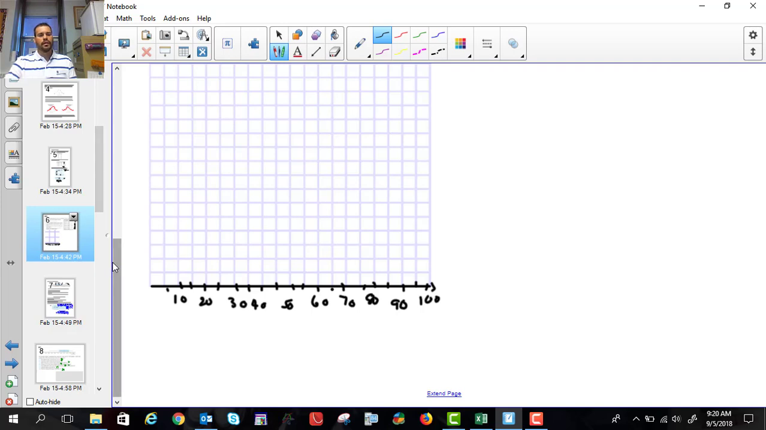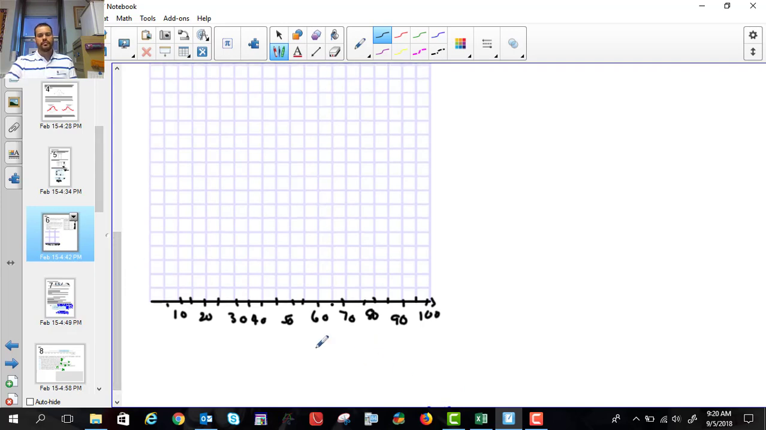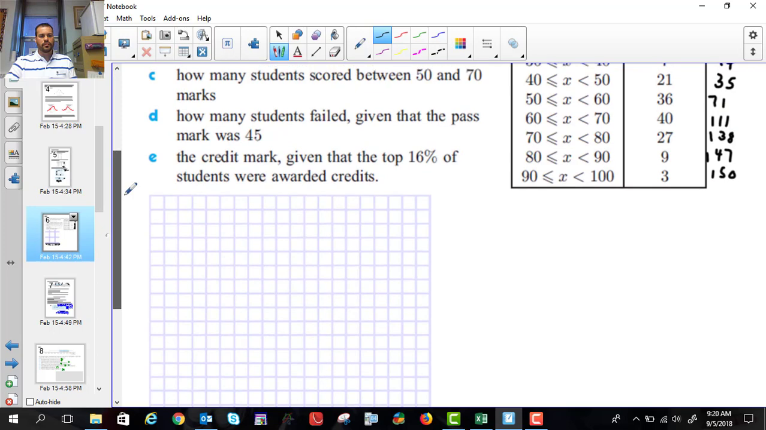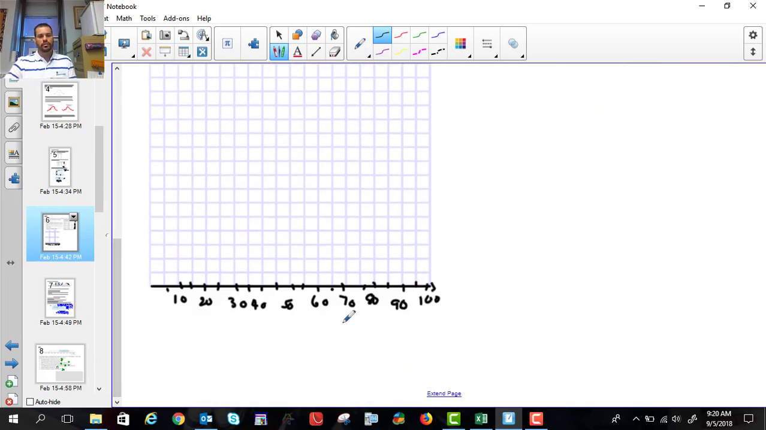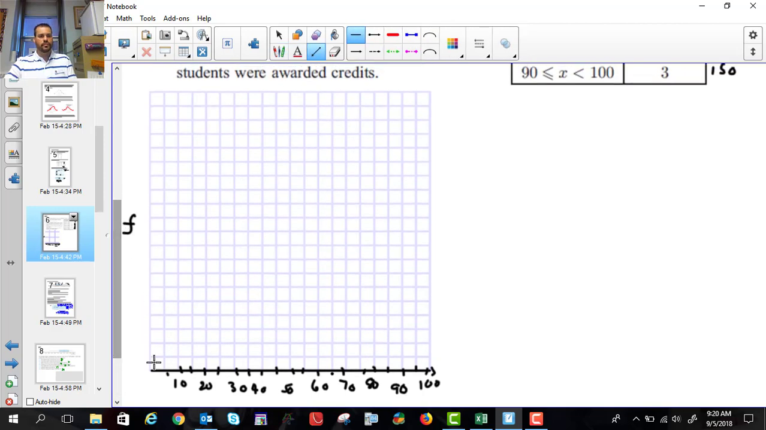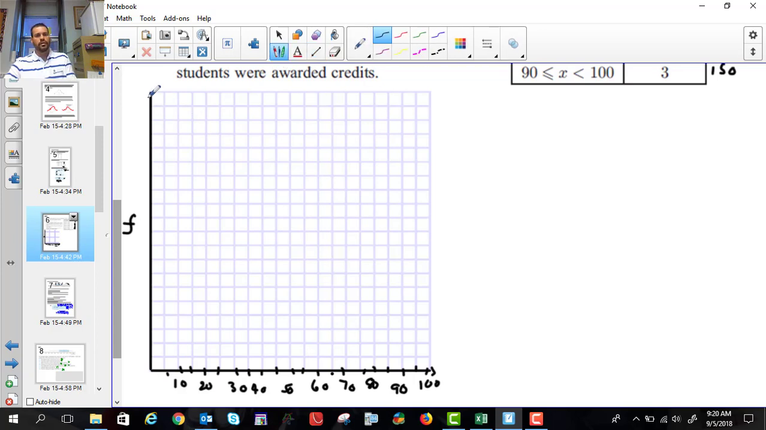Now, we've got our X scale, and that is, in this case, what we're measuring is this score. So we're going to say it's a score. Down here, we're going to label it. All right, and on here, we have our frequency, and I just usually label that with an F. I'm going to take another line to make this straight, and what I'm going to do with this, I just have to figure out, okay, what do I want for a scale on my y-axis?